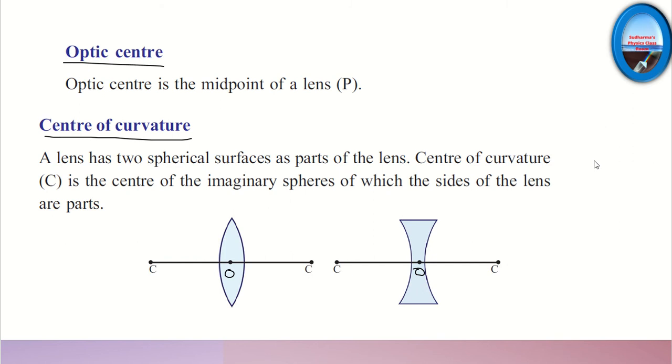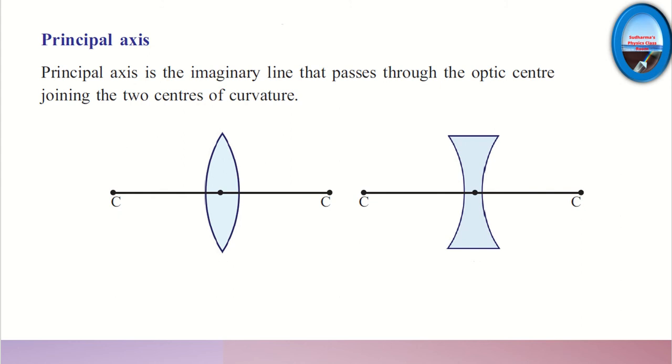Now we are going to draw a straight line passing through the centers of curvature and the optical center. Or we can connect these two centers of curvature, so you will get a straight line, right? That is called the principal axis. The principal axis is the imaginary line that passes through the optic center, joining the two centers of curvature. That is the same for convex and concave lenses. It's very similar to our mirror terms.